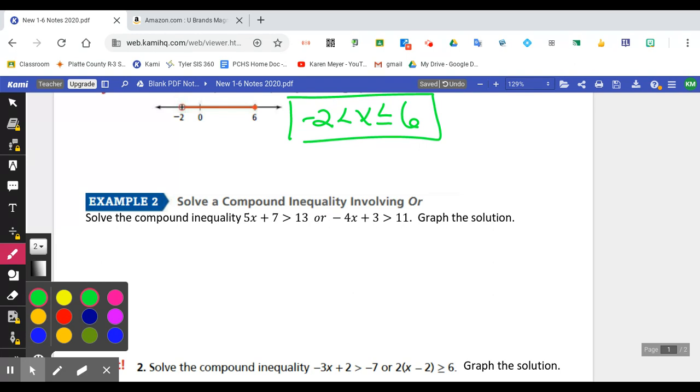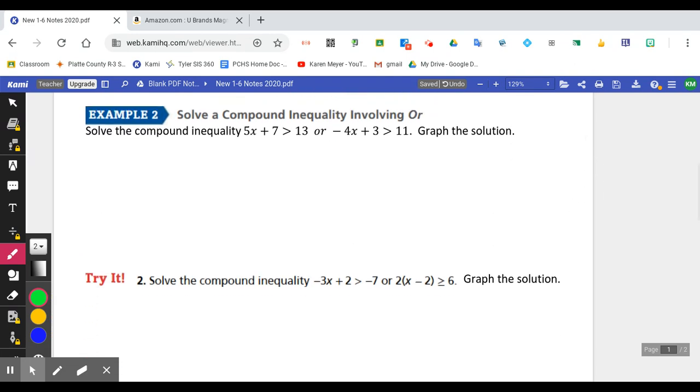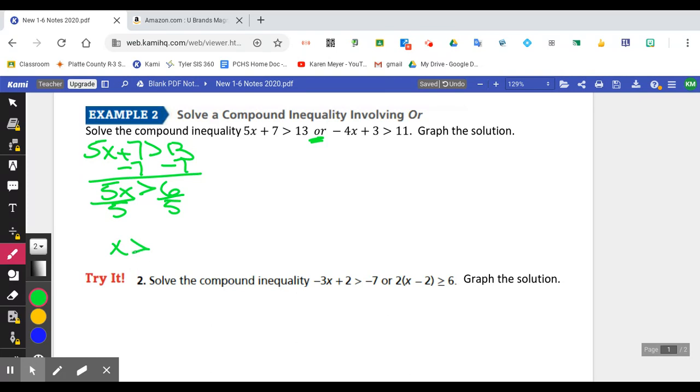So now let's talk about, instead of just graphing from a graph, how do you solve the or type. You're going to notice here that you have an inequality part, and then you see the word or, and then another inequality part. So I'm going to go with the first one. 5x plus 7 is greater than 13. Solve this. Get rid of plus 7 by subtracting. So 5x is greater than 6. Divide both sides by 5. So x is greater than 1.2.